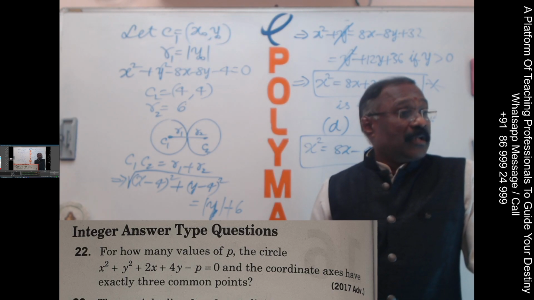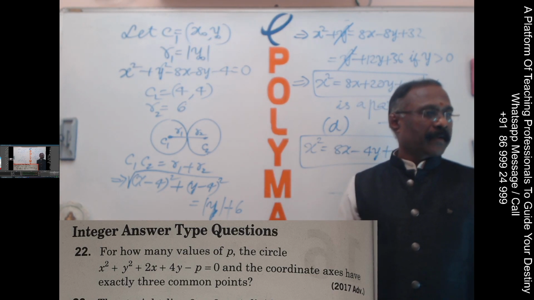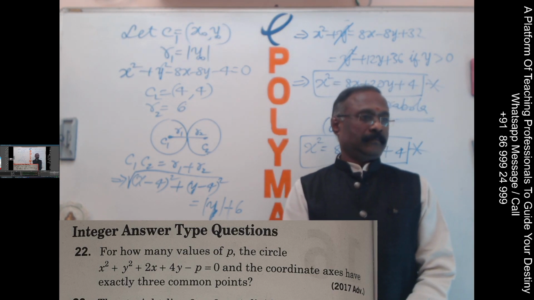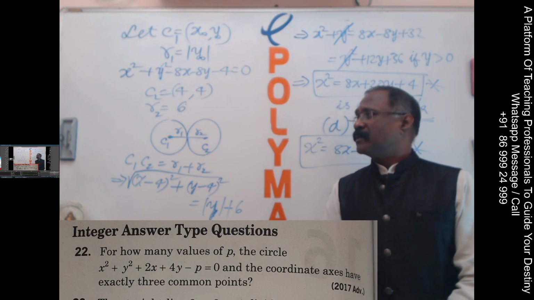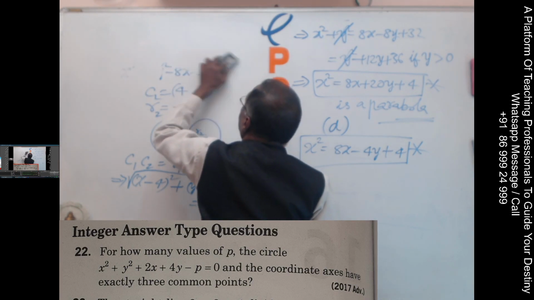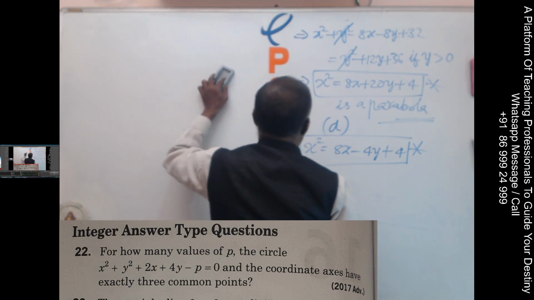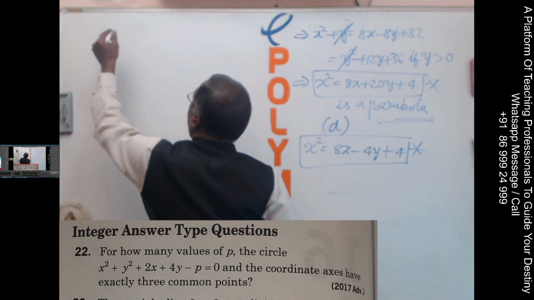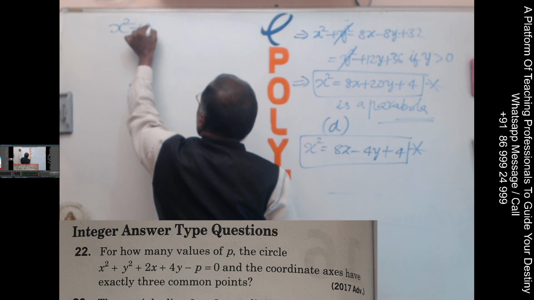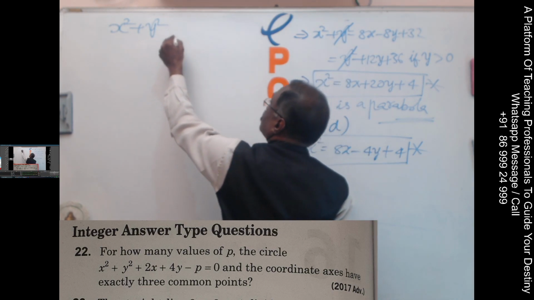So see this question now: for how many values of p do the circle and the coordinate axes have exactly 3 common points? The circle is very simple. The given circle is x square plus y square plus 2x plus 4y minus p.